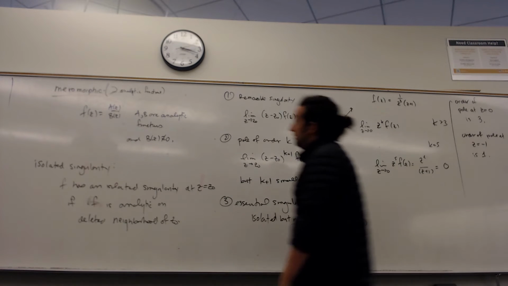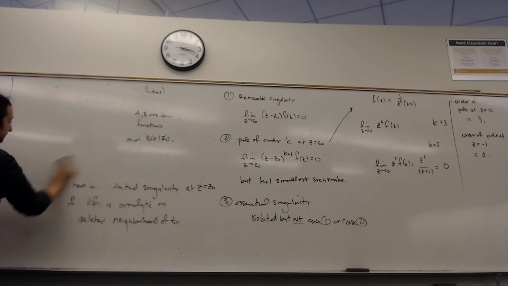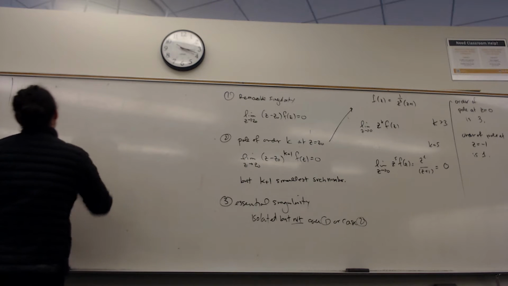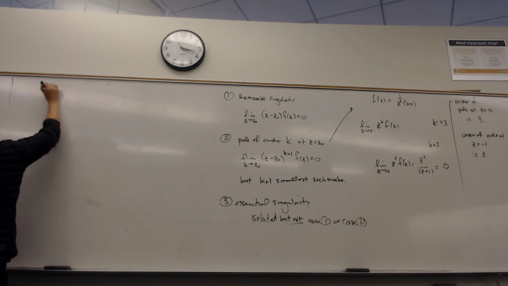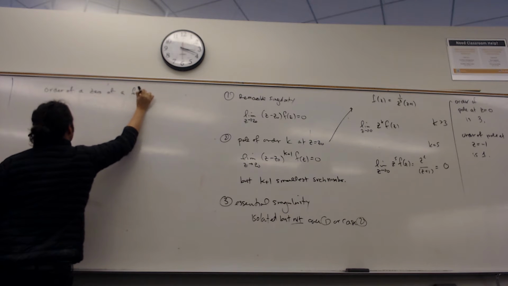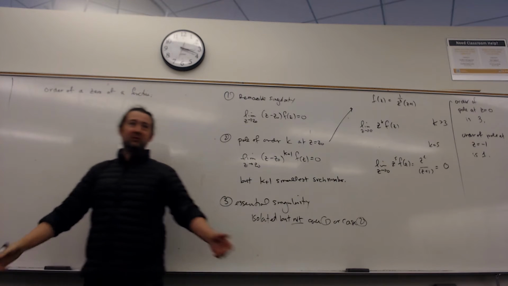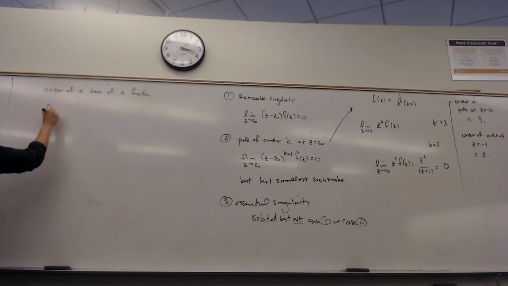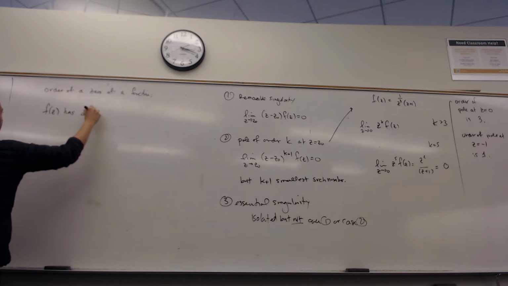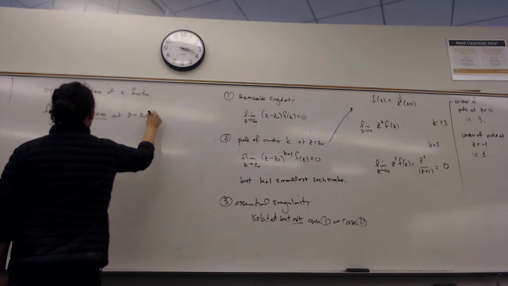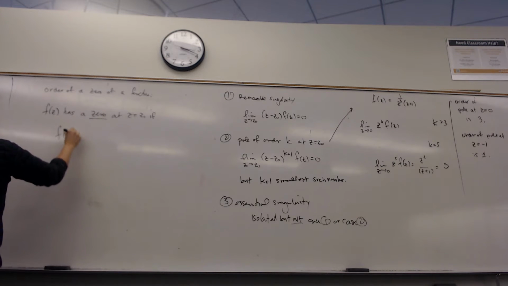Okay, so let's talk about order of zeros and poles. So the order of a zero of a function. I suppose it would be remiss of me not to define what a zero of a function is. So f of z has a 0 at z equals z naught if f of z naught is equal to 0.